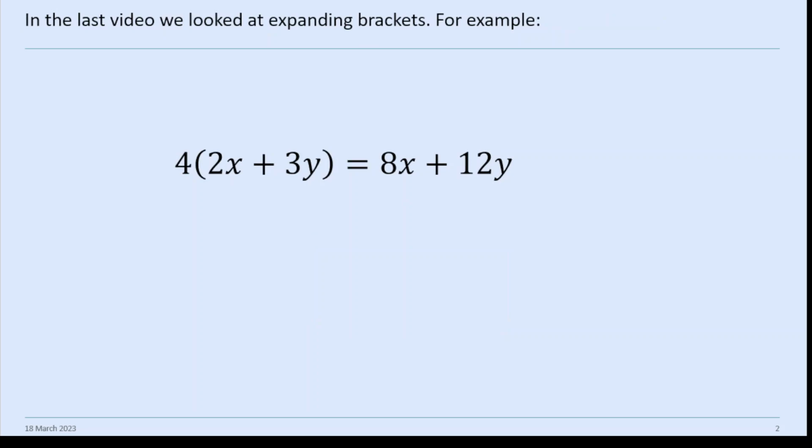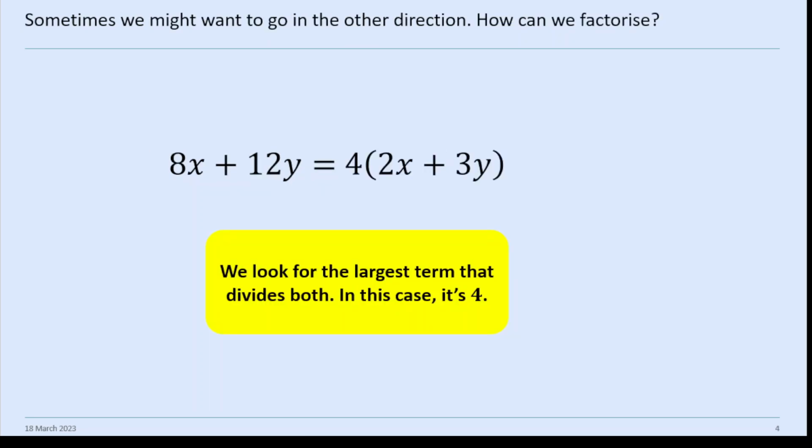So this is in a sense just the reverse of this. What we're doing is we're saying on the right hand side 4 times 2x equals 8x, 4 times 3y equals 12y. So we're taking the 4 out, putting it in front of the bracket, which is the common factor of the two terms.